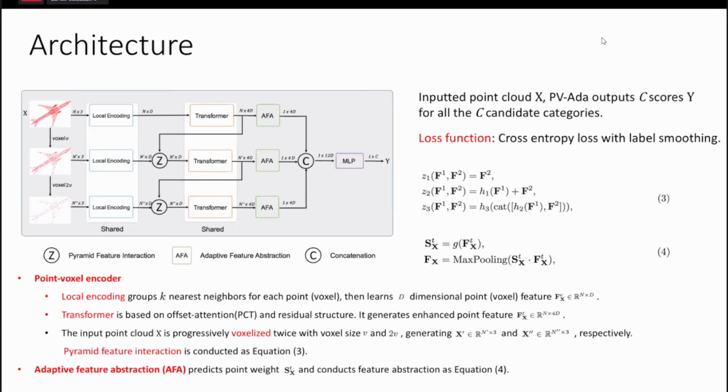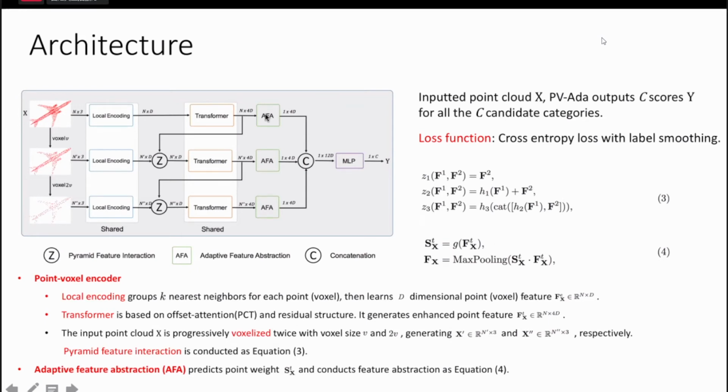Here is the overall architecture of PVT-ADA. It takes point cloud X as input and outputs Y. There are two modules, point voxel encoder and adaptive feature abstraction. In the point voxel encoder, local encoding groups K nearest neighbors for each point, then learns D-dimensional point features FXE. The transformer is based on offset attention and residual structure. It generates enhanced point feature FST. Here, the input point cloud X is progressively voxelized twice with offset V and double V. Then pyramid phase interaction is conducted as in equation 3.